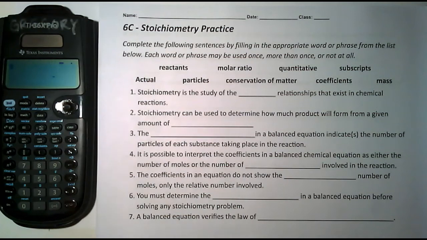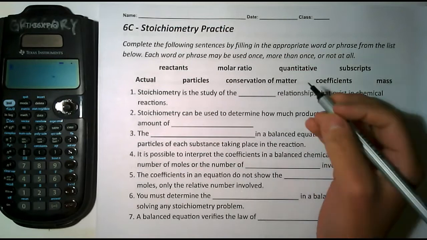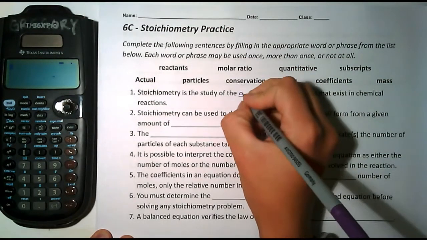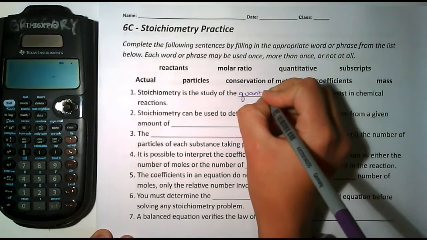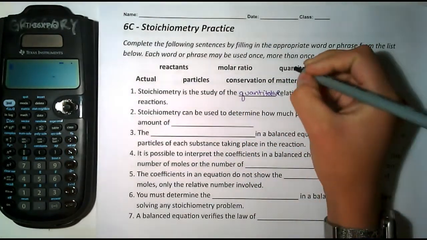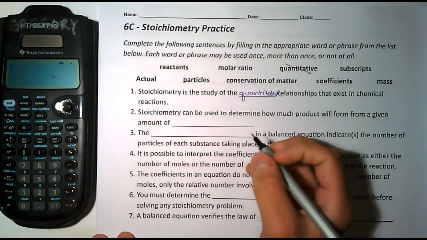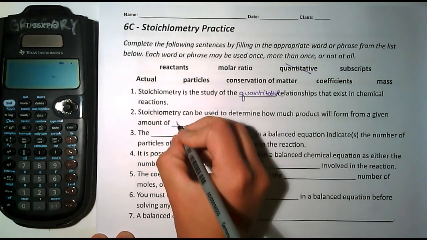In this video, we are going to look at the stoichiometry packet. And we're going to start off by filling in this vocabulary. And so, let's first talk about stoichiometry: it is the study of quantitative relationships that exist in chemical reactions. We use that word, and stoichiometry can be used to determine how much product will form from a given amount of reactants.